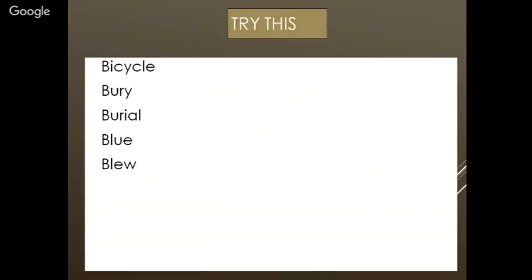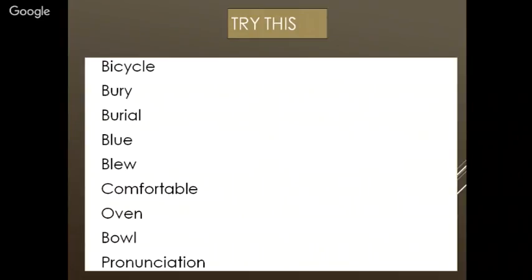What is this? Blue. And this one? Just because there's a table? Comfortable. Yeah, there's no table. Oven. Bowl. Yes, I've had people who pronounce pronunciation wrongly, because pronounce is pronounce and pronunciation is not pronunciation.